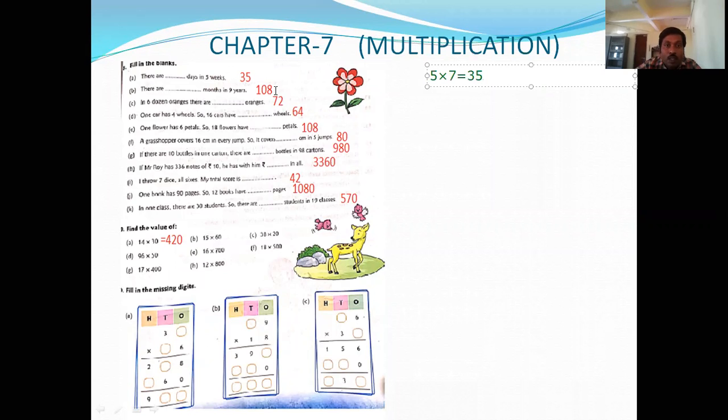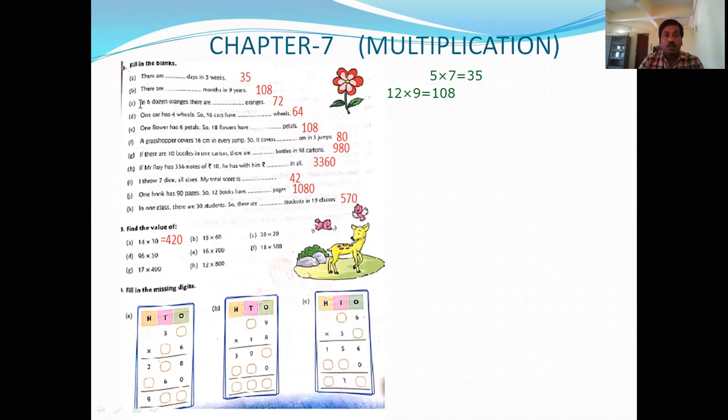Okay. And now here is another question. There are blank months in 9 years. How many months in 9 years? You know that 1 year has 12 months. So to find the number of months in 9 years, we will multiply 12 by 9, we get 108.